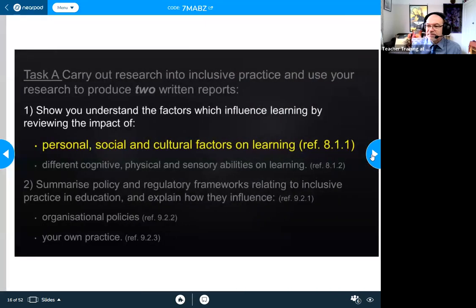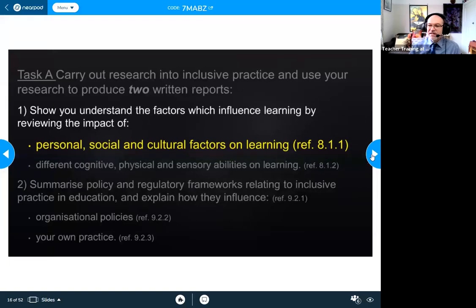Great. Okay. So we'll focus in then on Task A for today, and in particular, we'll focus on the first 3 factors that have an impact on teaching, learning and assessment. So in total, your report needs to cover 6 factors. That's personal, social, cultural, cognitive, physical and sensory. But we're going to focus for the first half of the session on personal, social and cultural factors that impact upon learning.